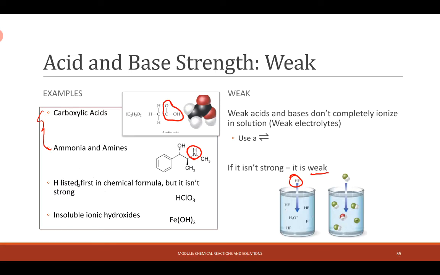So if you see any acid indicated by H listed first in the chemical formula, but then its polyatomic ion does not match, that is going to be a weak acid. Also, you might remember that according to our solubility rules, a lot of hydroxides are insoluble. And so if you have an insoluble hydroxide, it's going to be a weak base because it's not even dissolved in solution.